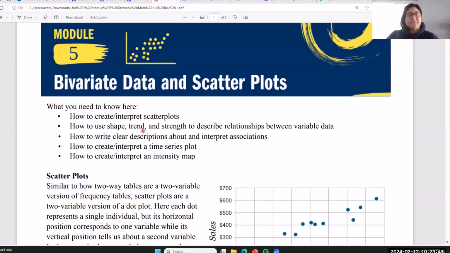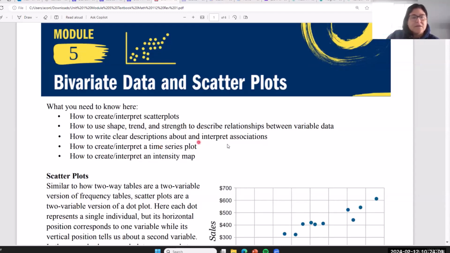And that trend is either going to be positive, meaning as one gets bigger, does the other get bigger? Or as one gets bigger, does the other get smaller? That would be a negative trend. If they move together, it's a positive trend. And then the strength: how close is that trend and that shape to what we're seeing in the relationship.